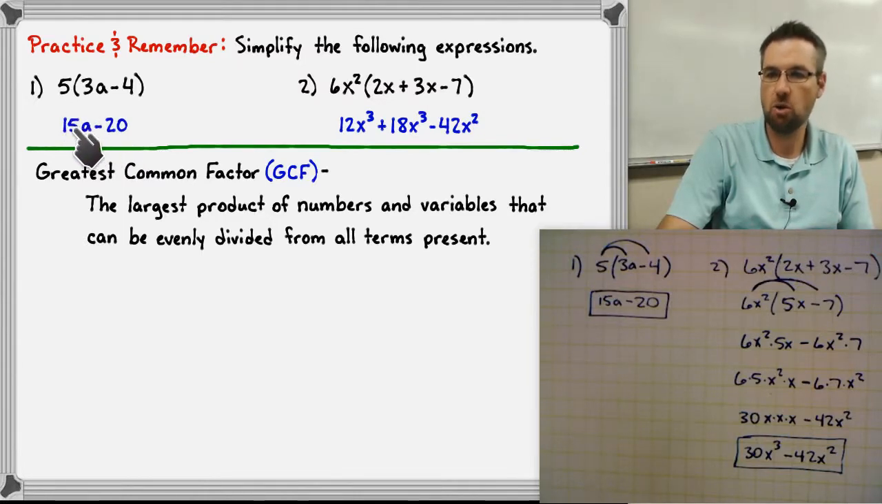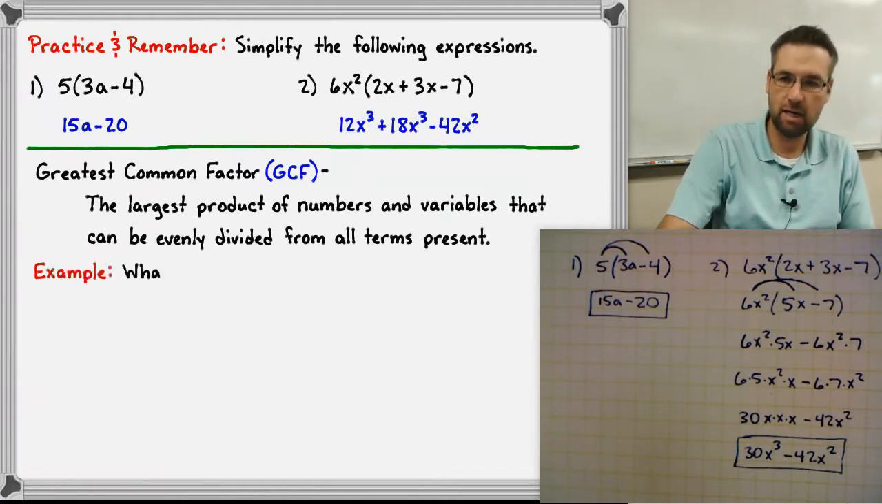We're basically just going backwards, okay? Here, the GCF out of all three of these terms is going to be 6x squared. It's the largest product. Product means multiplication. We're multiplying these things. The largest product of numbers and variables, so 6 and x are number and variable, that can be evenly divided from all terms present.